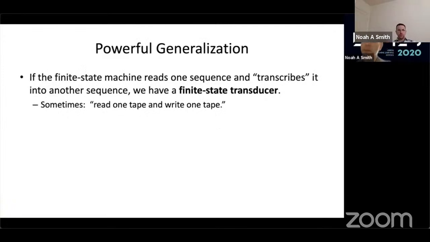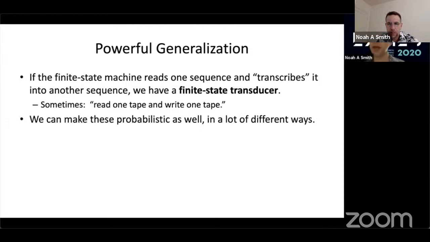And then, building on what finite state automata can do for us, one of the really fascinating things that people were doing about 20, 25 years ago in NLP was taking finite state machines and generalizing them so that they didn't just read a sequence or write a sequence, they actually did both. So they're transducing or transcribing from one sequence to another. So you can think of it as reading one tape and writing another tape.